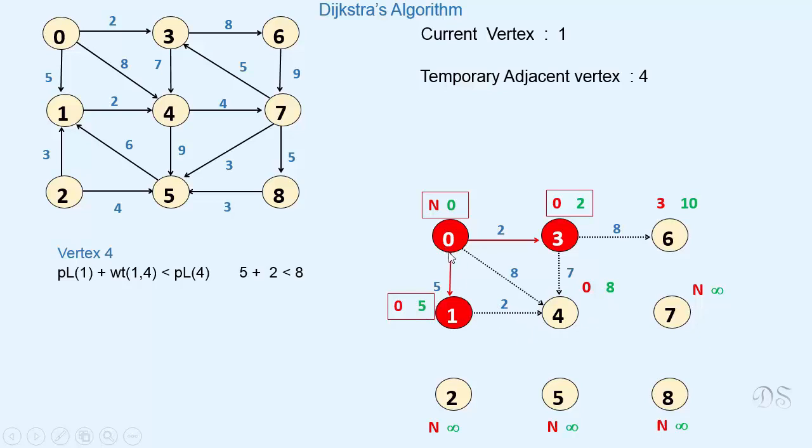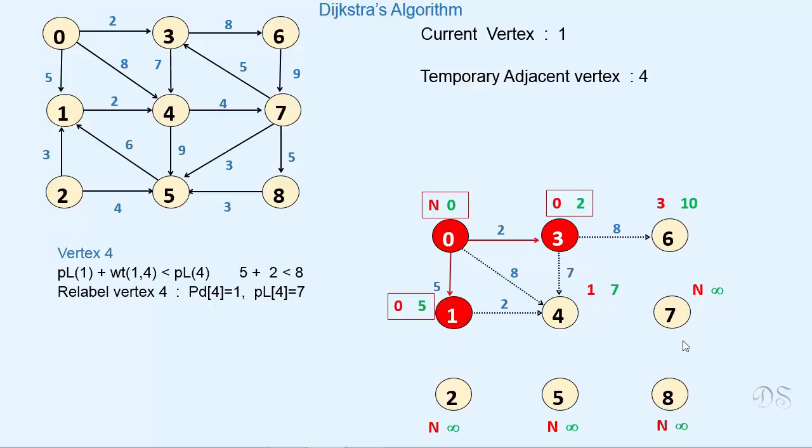It means that we have got a shorter path. Till now the path from 0 to 4 was of length 8. But using this vertex 1 we have got a path of length 7. So we'll relabel this vertex 4. Now path length of this vertex 4 is 7 and predecessor is vertex 1.